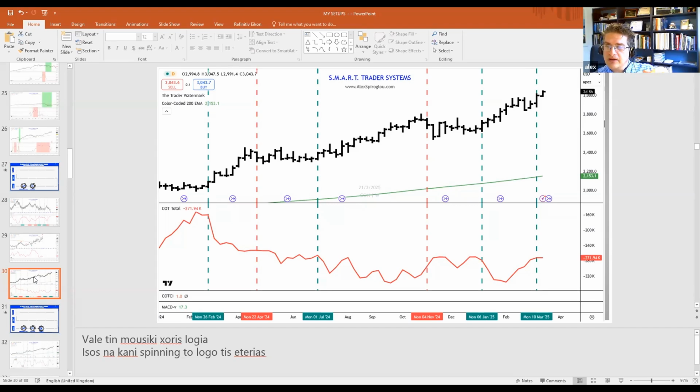Another thing that I'm looking at is also the trend of the underlying market. So obviously, during this period, the underlying trend is up. So buy signals will work much better.